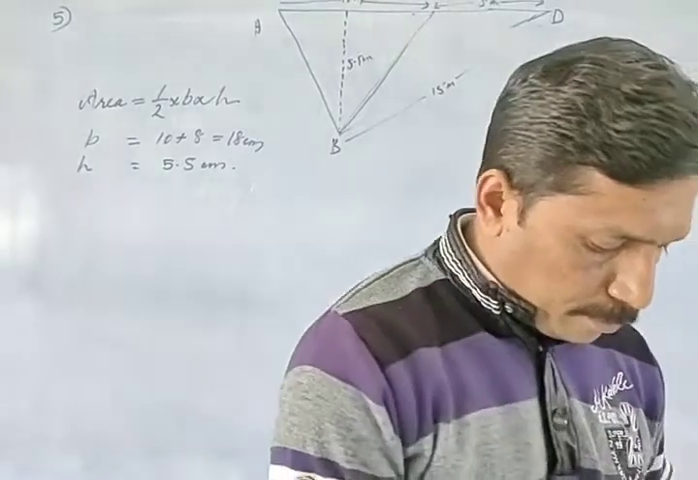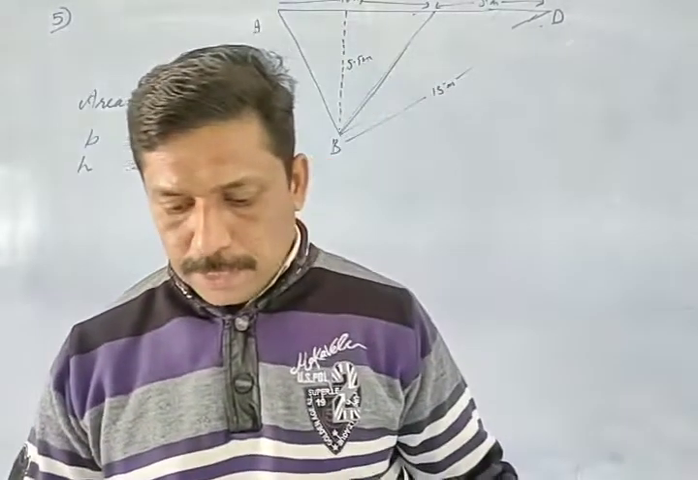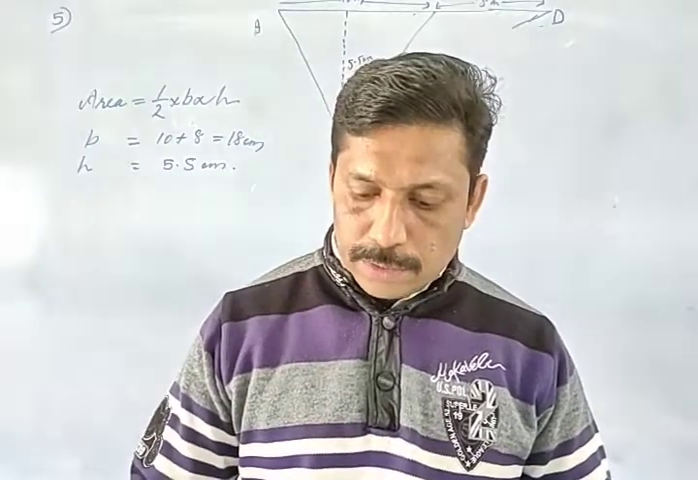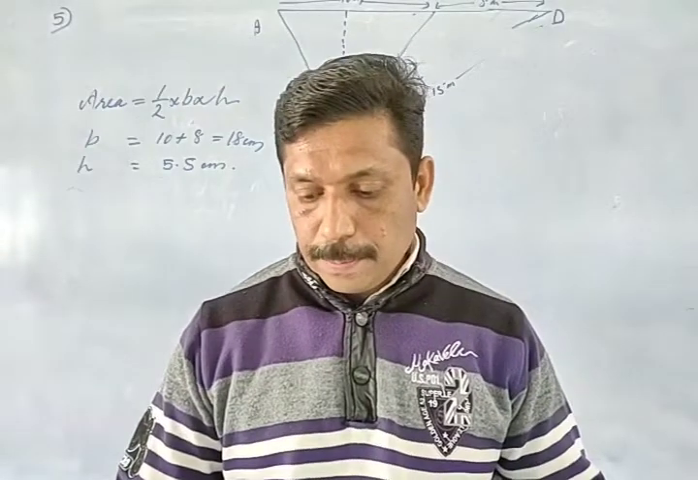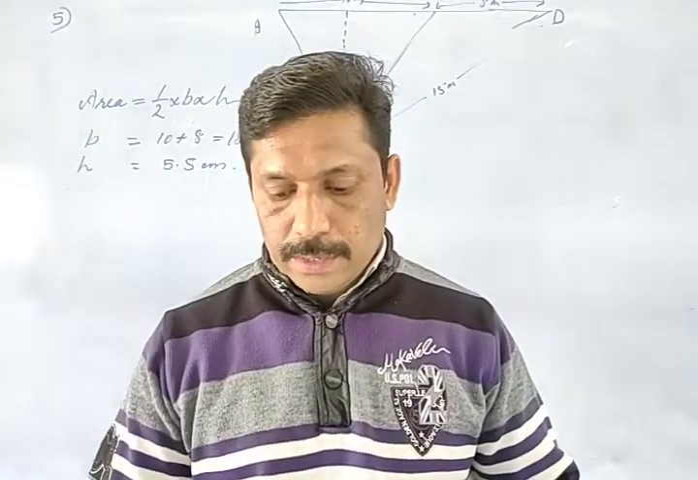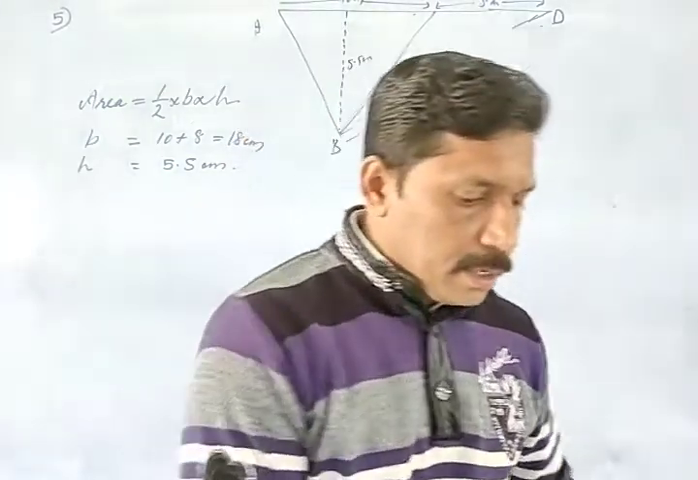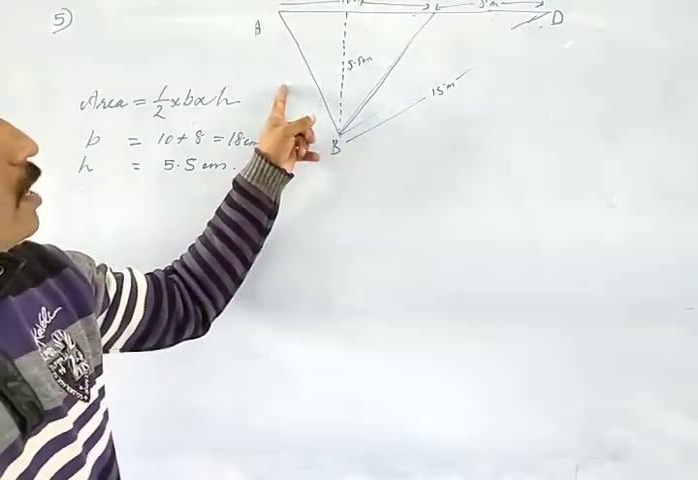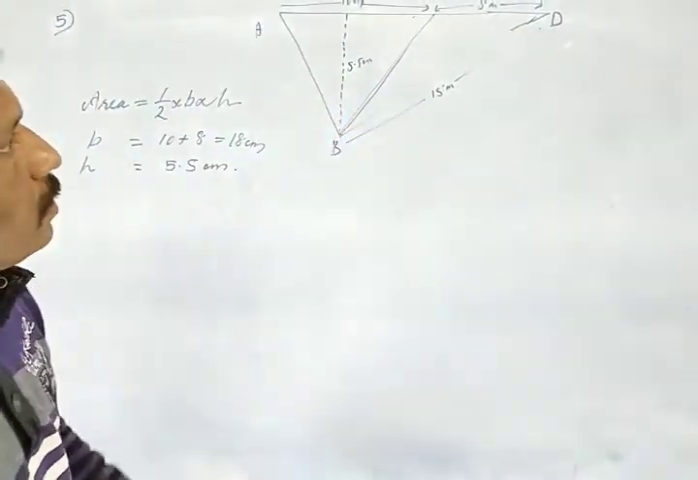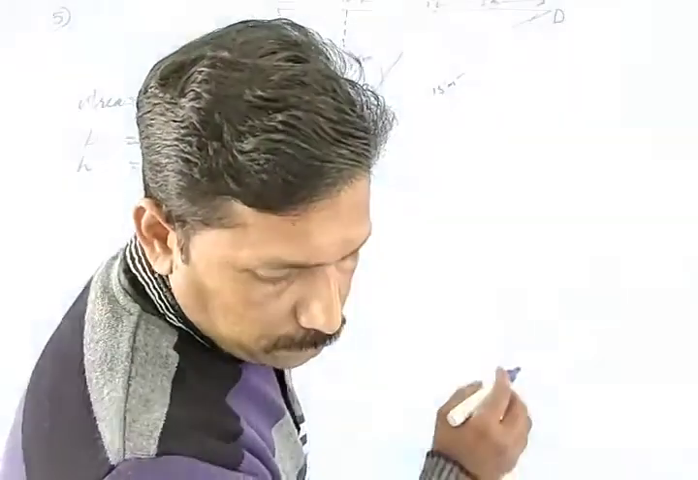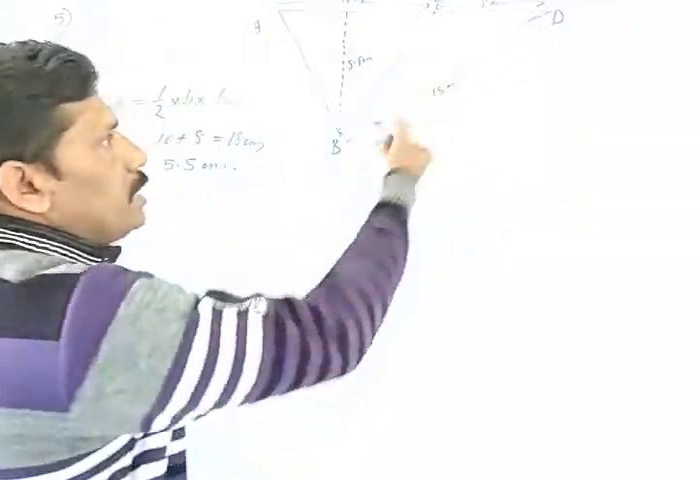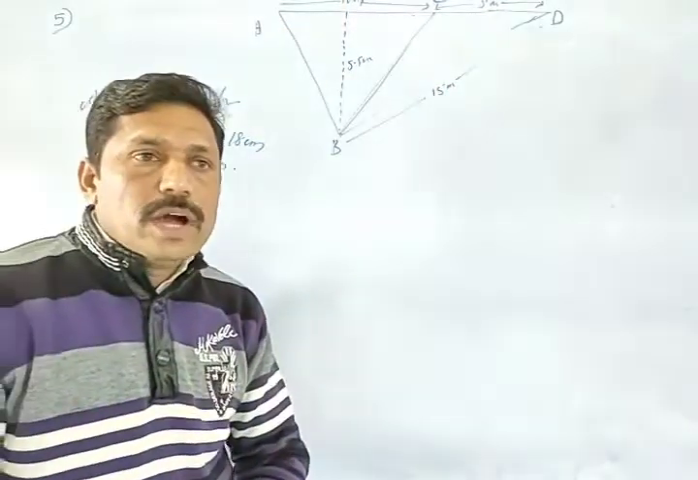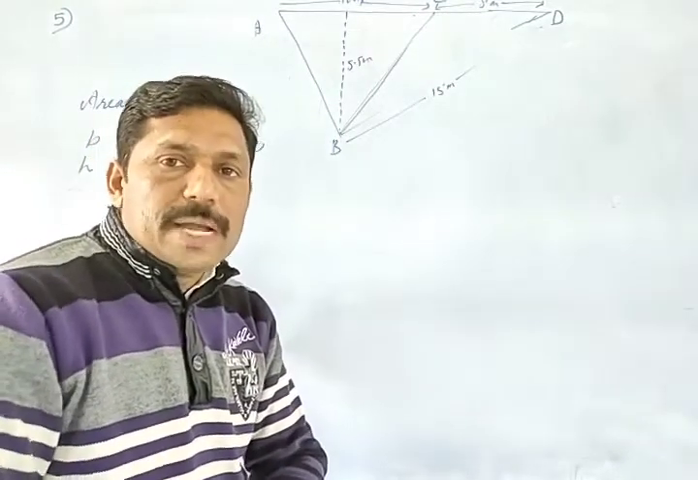So, question number 5. The question I will read. Two triangular pieces ABC and BCD of paper are joined together to form a big triangle ABD as shown in the adjoining figure. Find the area of the triangle ABD. Look at the figure here. Here on a paper, two triangles are joined together. Triangle ABC and BCD. These two triangles are joined together and form a big triangle ABD. You have to find out the area of this big triangle.